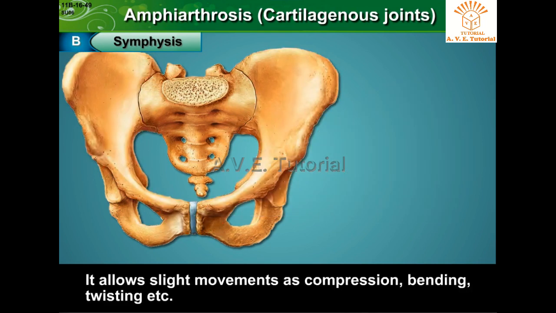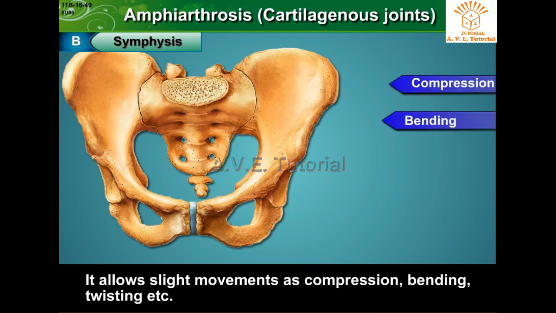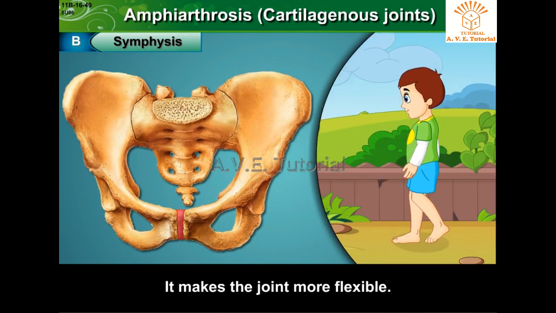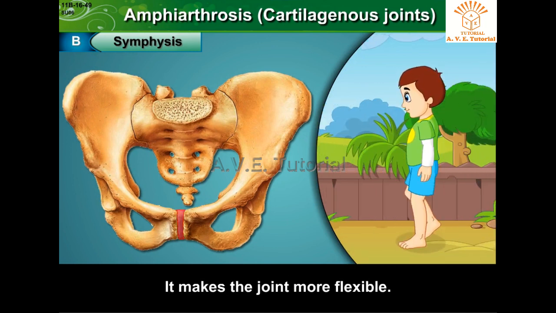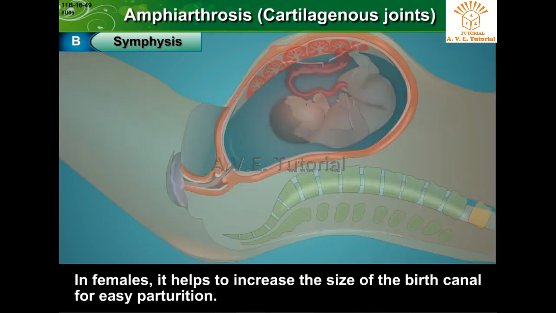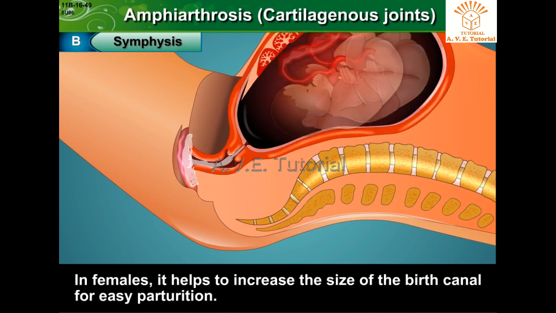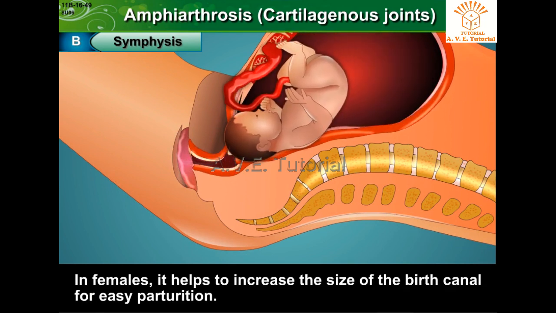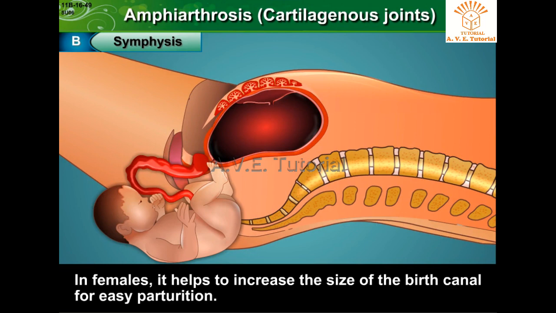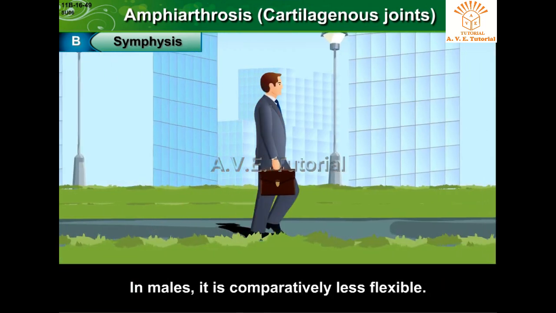It allows slight movements such as compression, bending, twisting, etc. It makes the joint more flexible. In females, it helps to increase the size of the birth canal for easy parturition. In males, it is comparatively less flexible.